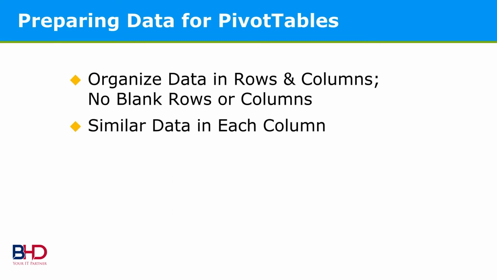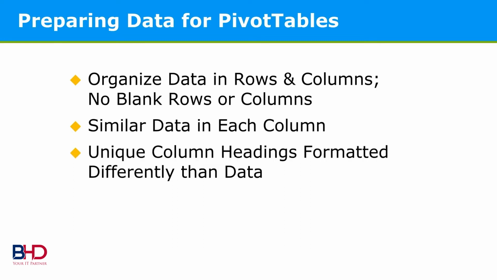To successfully work with pivot table features, you should have similar data in each column. And to help Excel, those unique column headings should be formatted differently than the data. This helps Excel to automatically recognize your data set, rather than having to highlight what could be hundreds or thousands of rows. Formatting differences might be something as simple as making it bold or centered.